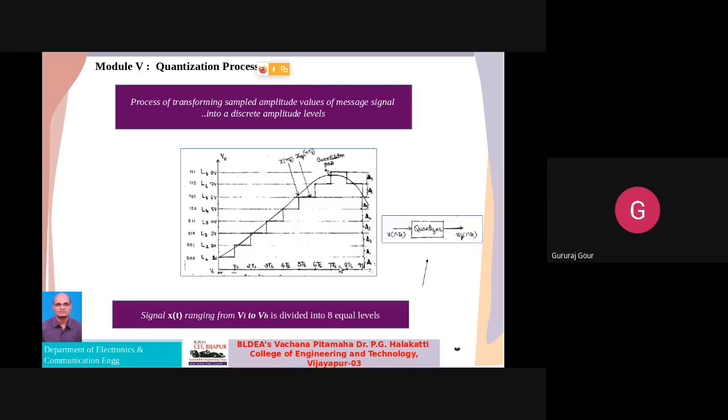So if the same step size is maintained throughout the process, it is known as uniform quantization. As you can see in this diagram, the step size remains the same here. So that is known as uniform quantization. And any difference between x of nTs and xq of nTs is known as the quantization error. That normally varies from plus delta by 2 to minus delta by 2.